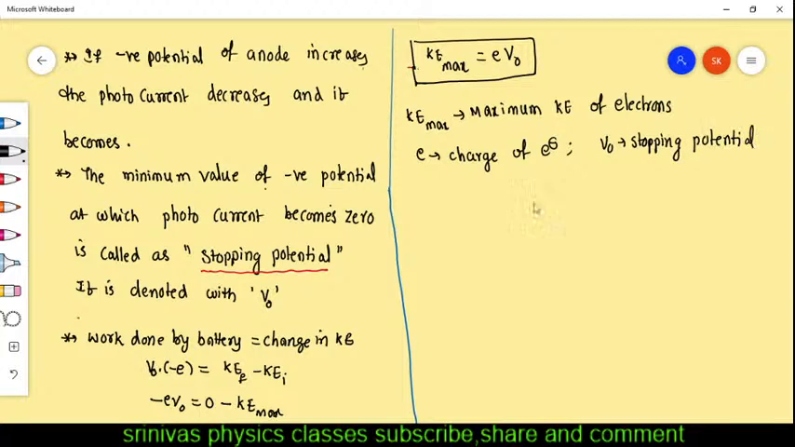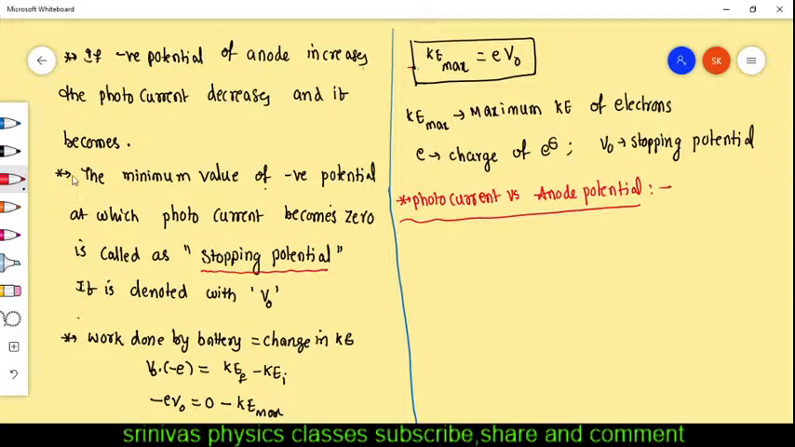Right. Let us draw the graph between photocurrent versus anode potential. Whatever we discussed in the theory, based on that, now we draw the graph. It is very simple. Listen very carefully. This graph is very important for the exam. In the board exam, they will ask to draw the graph only.